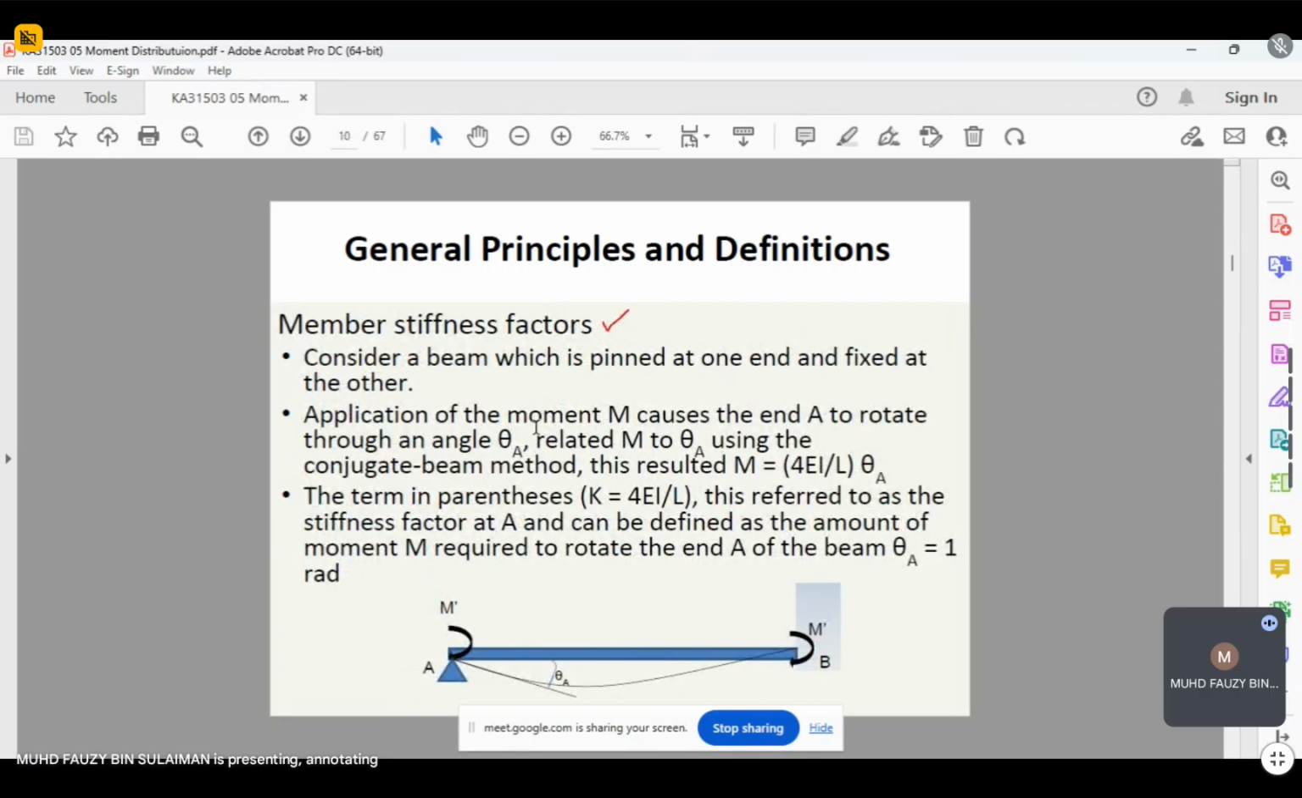And then the second thing, you have to find the stiffness factor. The equation you have to memorize is K equals 4EI over L. K equals 4EI over L.